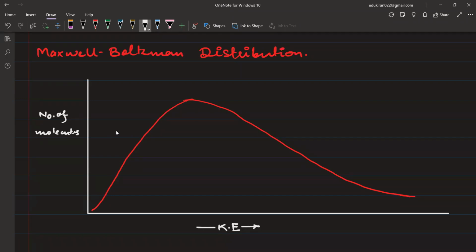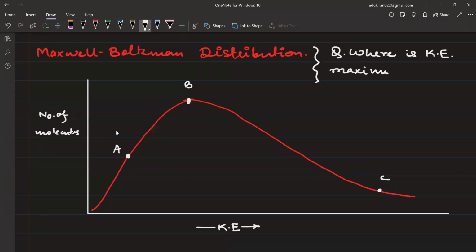Now there is one question that I have asked those who studied with us in class 11th also. The question is, I will give you 3 points, okay? I'm going to give you 3 points in this particular curve. You have to tell me where the kinetic energy is maximum. This is your point A. This is your point B. This is your point C. Question is, where is kinetic energy maximum?